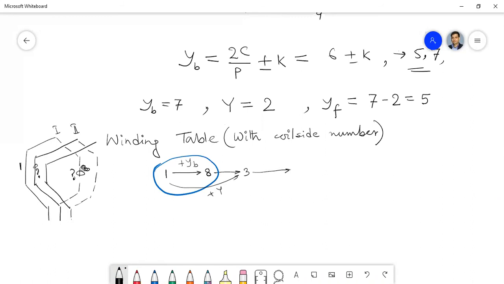Okay, you just tell me then what will be the next. After 3, what will be the coil side? 10. Then again plus YB. Now you have understood? Yeah, sir. Okay.